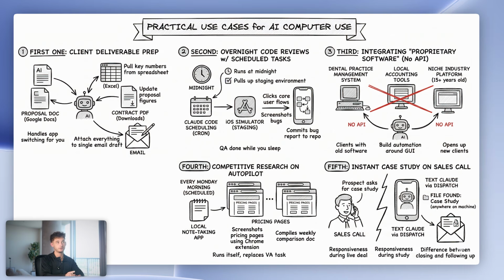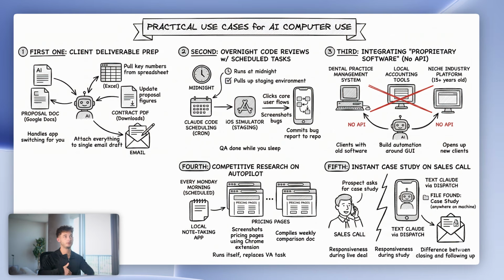So just to expand and give you guys some ideas, first one, client deliverable prep. So let's say you're just building out an automation or an agentic workflow for a client, and you've got the proposal doc inside of Google Docs, you've got the scope spreadsheet in Excel, and the contract PDF in your downloads folder. Normally, you would have to spend about 10 minutes just jumping between apps, copying all that information, reformatting, whatever it may be. But with computer use, you can just tell Claude to pull the key numbers from the spreadsheet, open the proposal, update the figures, and then attach everything to a single email draft. It will handle all the app switching automatically for you.